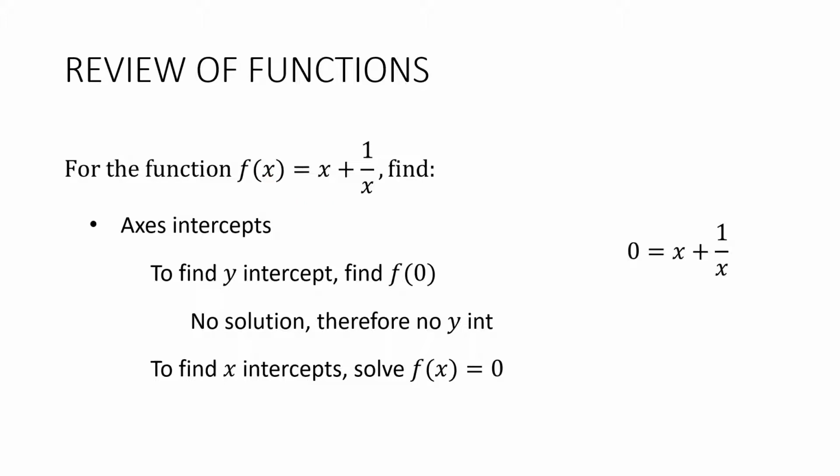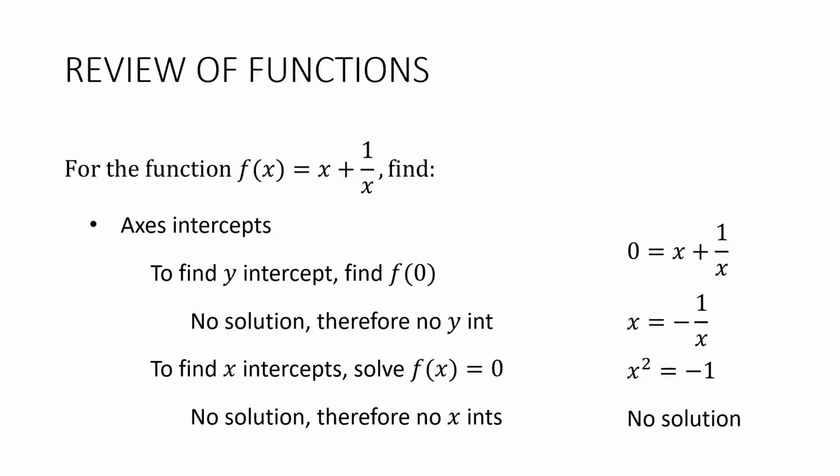Let's just do a little bit of algebra. So I've substituted the 0 in. I'm going to bring this 1 on x over the other side. I've flipped it around at the same time. Now let's multiply both sides by x, gives us x squared is equal to negative 1. Square root of both sides, can't have the square root of a negative number, no solution. So there's no x-intercepts either.